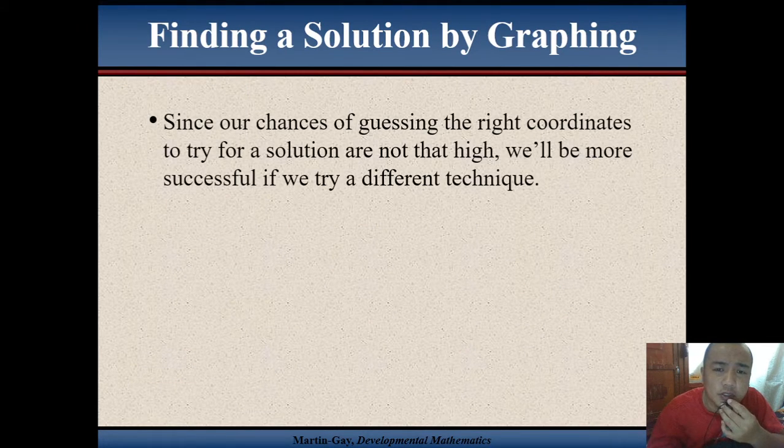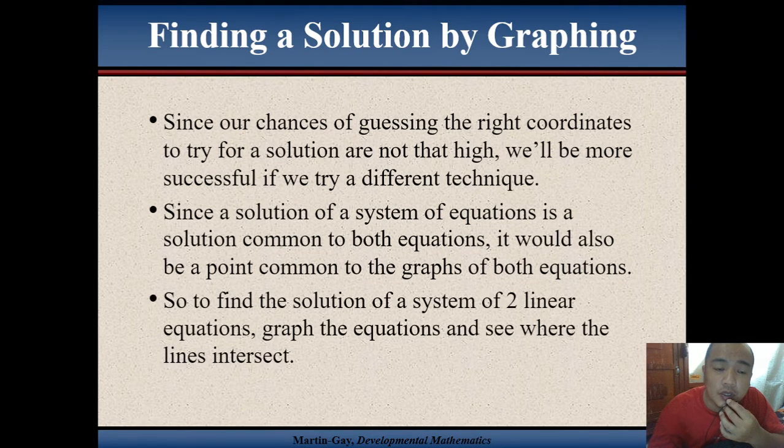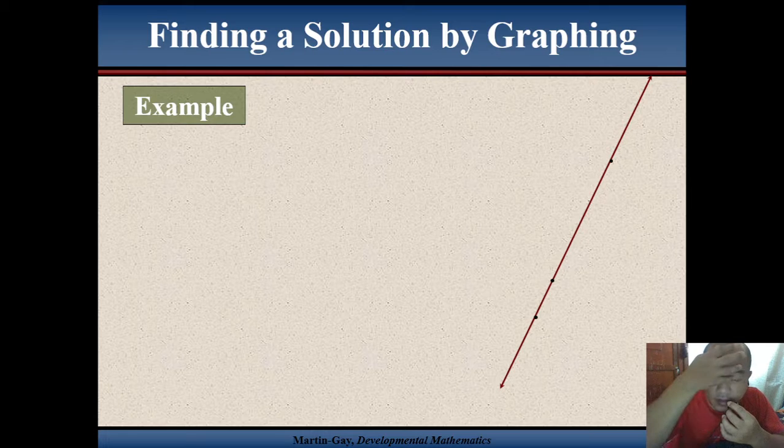Since our chances of guessing the right coordinates to try for a solution are not that high, we'll be more successful if we try a different technique. Since a solution of a system of equations is a solution common to both equations, it would also be a point common to the graphs of both equations. So to find the solution of a system of two linear equations, graph the equations and see where the lines intersect. So let's start with how to solve a system of linear equations by graphing.